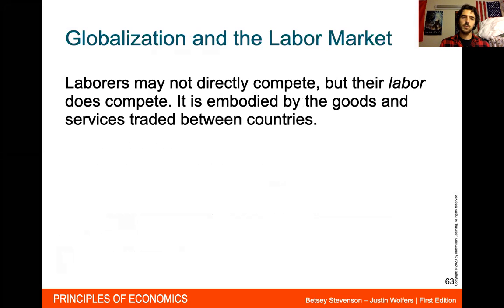Globalization in the labor market. Laborers may not directly compete, but their labor does. Laborers do not know each other. Labor in the United States will not know labor in China. They do not compete. The labor that they input into whatever they're producing does. It is embodied by the goods and services traded between countries. Remember that.